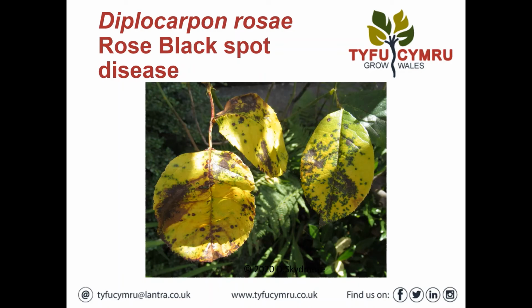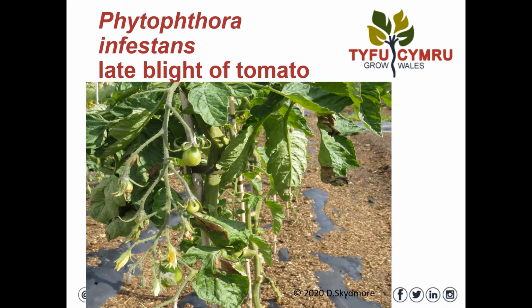Here's another very characteristic spotting of the leaves. This is the disease rose black spot, and it's caused by the pathogen Diplocarpon rosae. More necrotic lesions you can see in the lower leaves on this tomato. This is the disease late blight of tomato, and it's caused by the pathogen Phytophthora infestans.